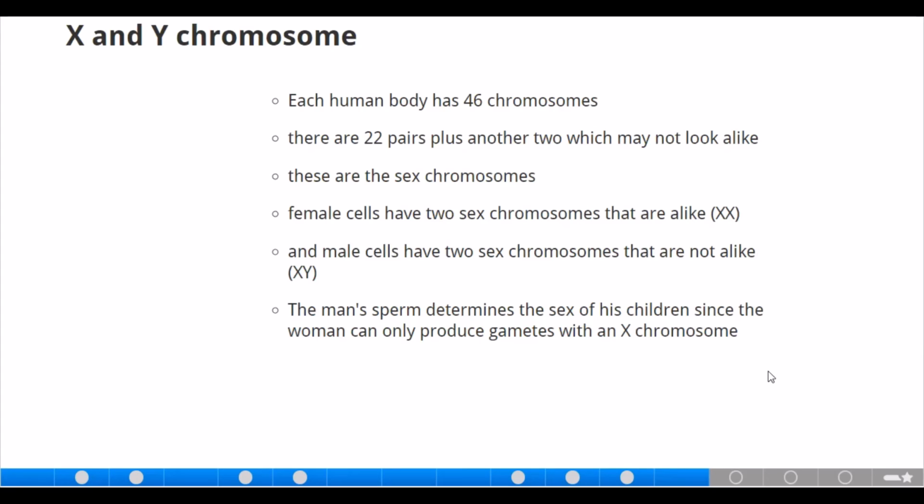The X and Y chromosome. Each human body has 46 chromosomes. There are 22 pairs plus another two which may not look alike. These are the sex chromosomes. Female cells have two sex chromosomes that are alike, and male cells have two sex chromosomes that are not alike. The man's sperm determines the sex of his children, since the woman can only produce gametes with an X chromosome.